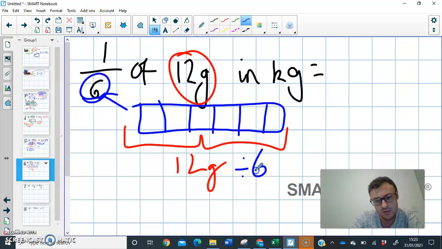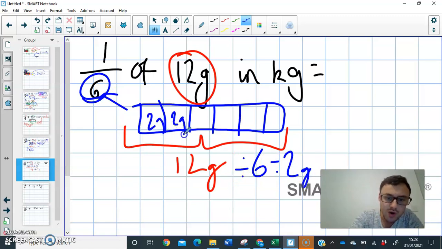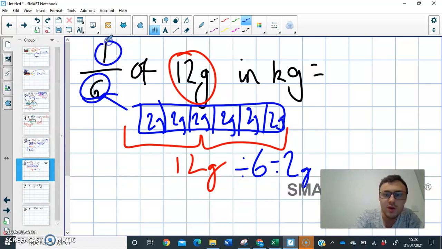So 12 divided by 6 is 2 grams. So each of these are worth 2 grams in this question. Now, the question wants 1 of them, so I only need to focus on this part here, so that's fine. So it is 2 grams. I don't need 2/6 or 3/6, for example. However, the question wants it in kilograms, okay?